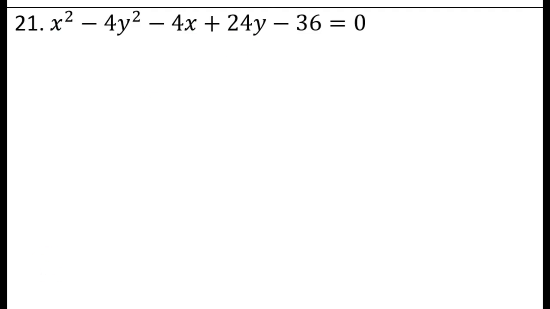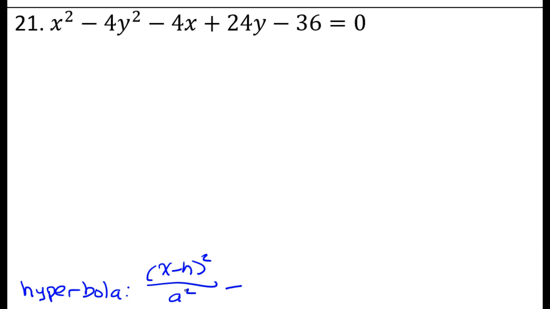Well, number 21 is a hyperbola. I know this because I have a positive squared term and a negative squared term. If the signs are different, it's a hyperbola. So the idea will be that we will have x minus h squared over a squared minus y minus k squared over b squared is equal to 1. This is what the standard form model looks like.